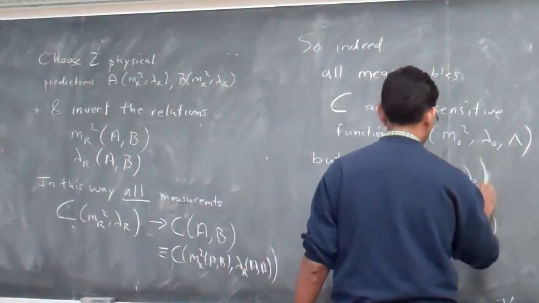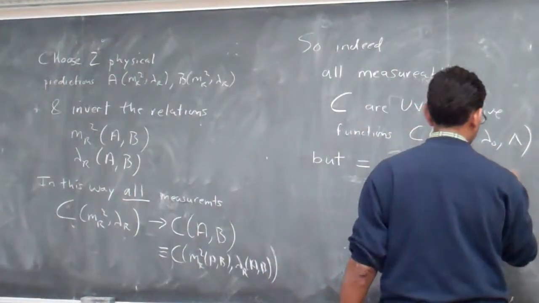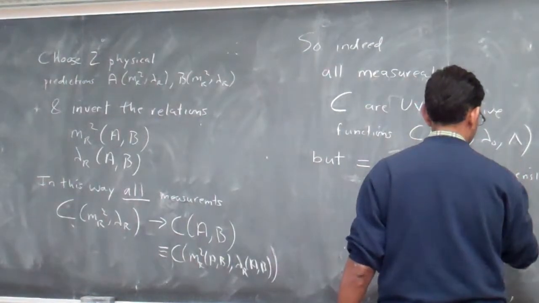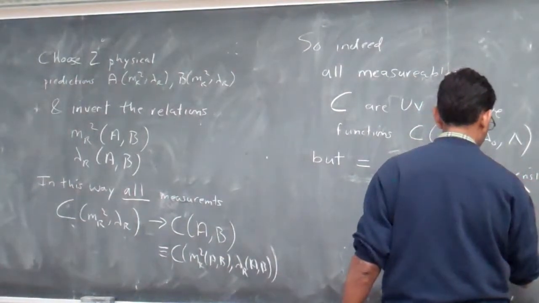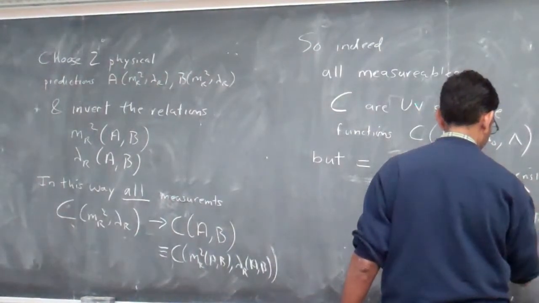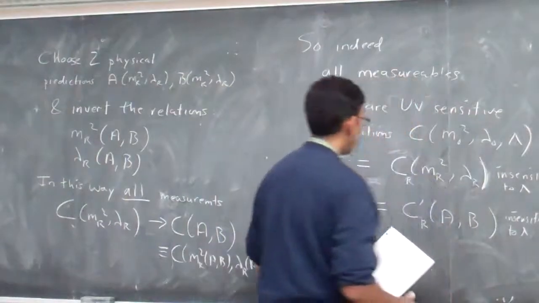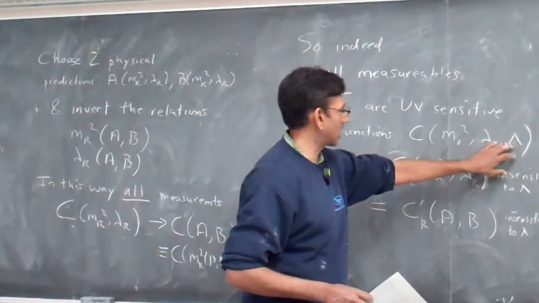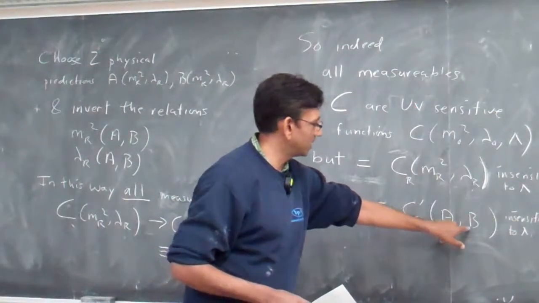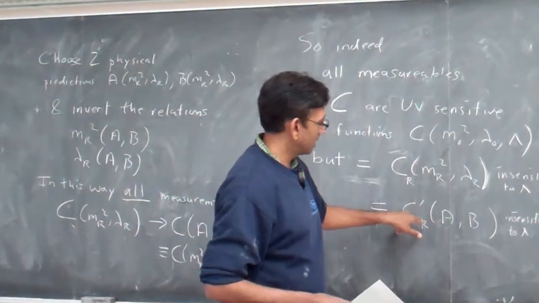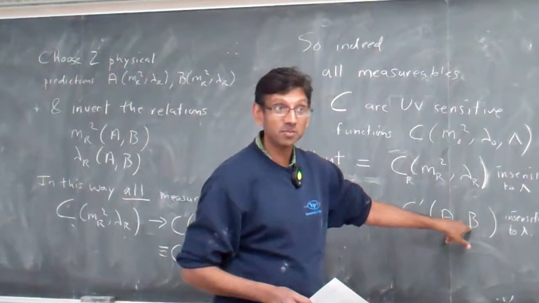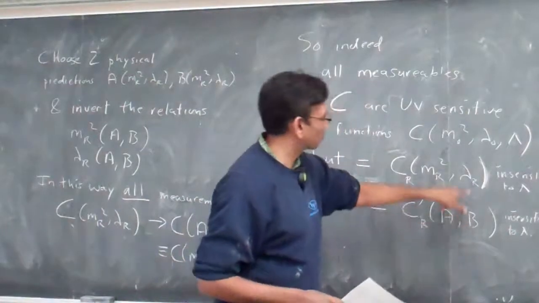So let me just say insensitive to lambda. And here too, insensitive. How could it happen? It's a very sensitive function of lambda and these two parameters, and it's a very insensitive function of these two, it's insensitive to lambda, function of these two things that you can go out and measure. How could it possibly be true?